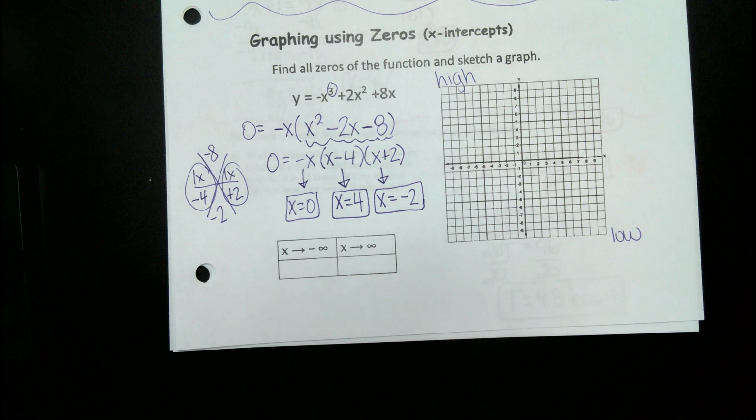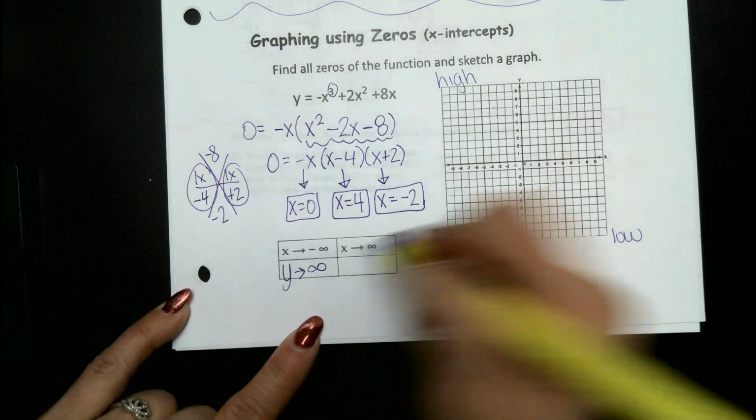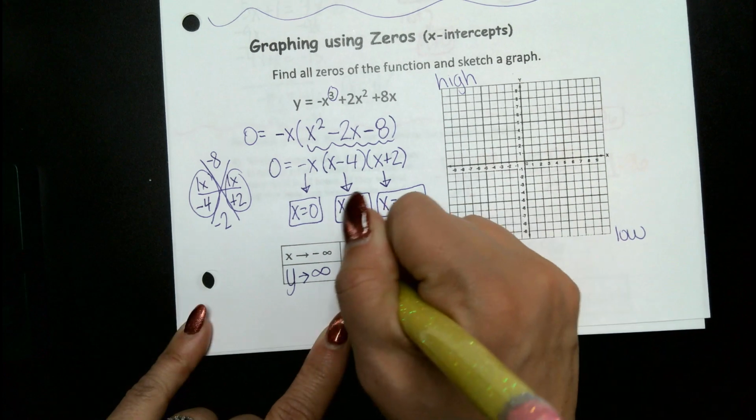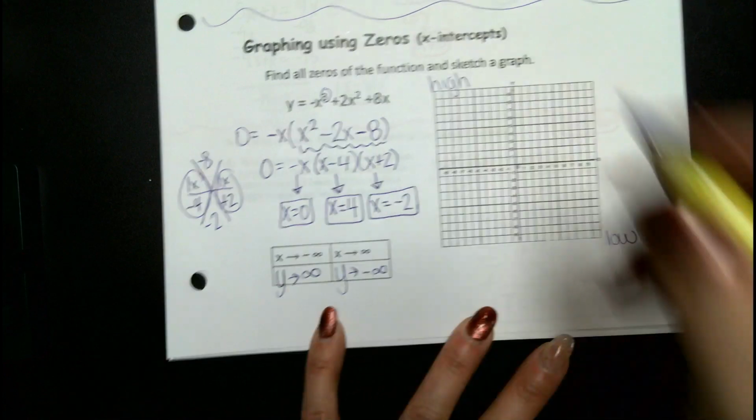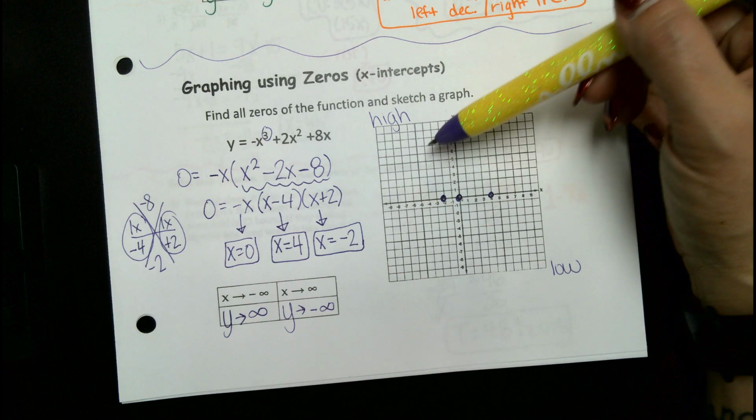And then we already said on the left side of our graph, the y should be infinity. And then we said on the right side of the graph, it should be low, meaning the y should approach negative infinity. Have 0, 4, and negative 2. Those are your three x-intercepts.